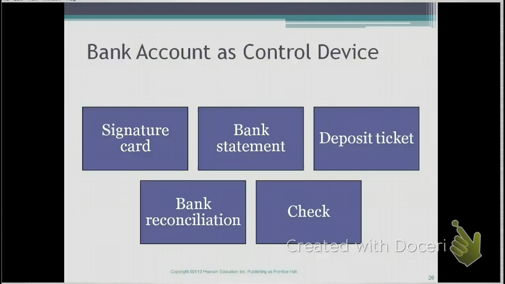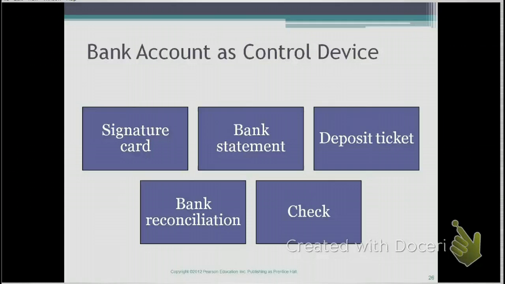The next control is a deposit ticket. Every time a company deposits money or checks in the bank account, they will give you a summary of all the deposits. That is a documentation of what you deposited in your bank, and you can compare that with any accounting records later on. A bank reconciliation is a very important control device, which we're going to talk about next.